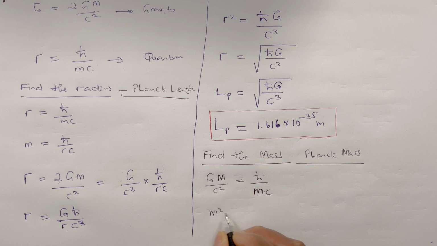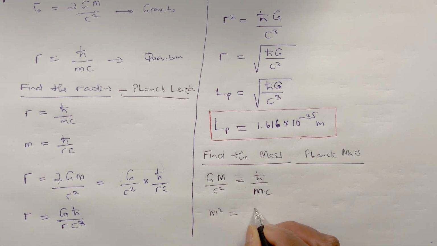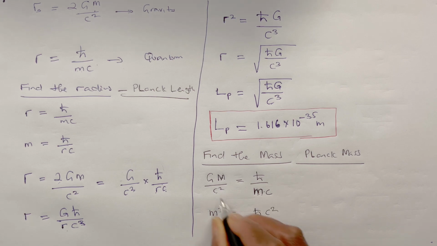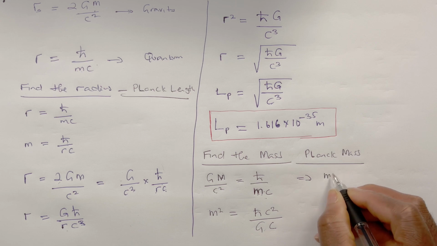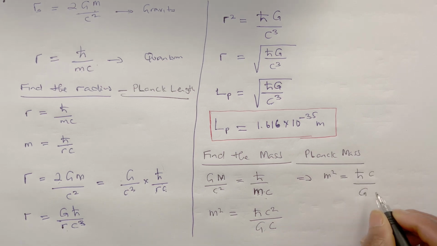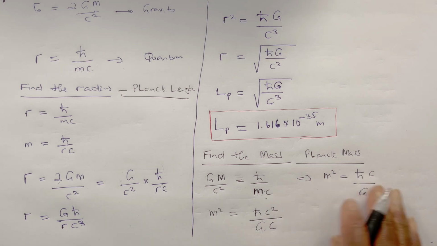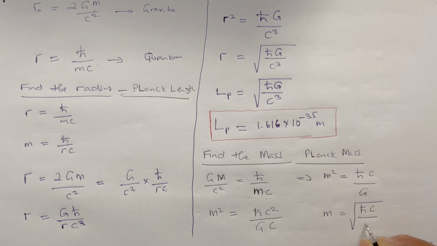You get m squared equals to, well, the c squared goes there. So that's h bar c squared over big G c. Well, one of them will cancel each other, right? So that implies we get m squared equals h bar c over big G. So if we square root both sides, m will be root h bar c over big G. And that is the mass. That's called the Planck mass.